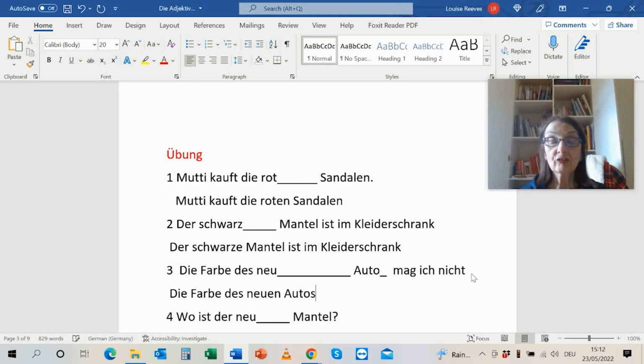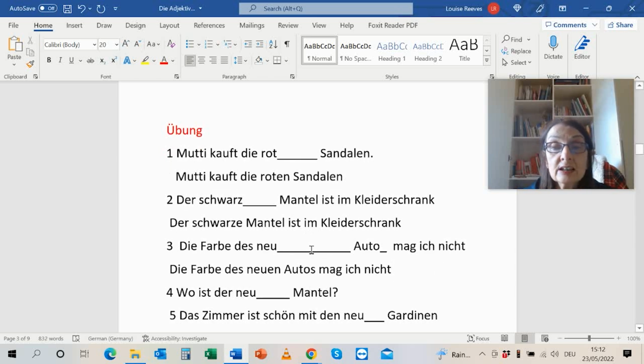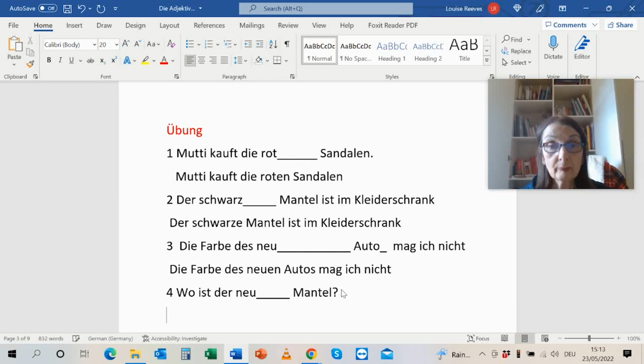Now I'm putting an S there again because of the genitive. Mag ich nicht. I just threw that in to make sure you're wide awake. So when you see a genitive in the definite article, I'm going to keep saying this, that's going to end in en. Keep saying that to yourself because there are so many of them ending in en. Some people say the best thing to do is to learn the ones that end in e, knowing that all the rest end in en. Wo ist der? That's masculine nominative case, so that ends in e. Wo ist der neue Mantel?